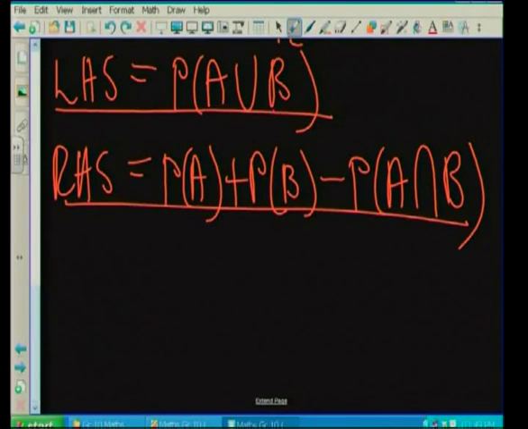Right, guys, very, very important. Take a note. If the left-hand side and the right-hand side are equal, they're inclusive. If they're not, they're not. And for exhaustive, the probability of A plus the probability of B must give me 1. If it doesn't, then it's not exhaustive.